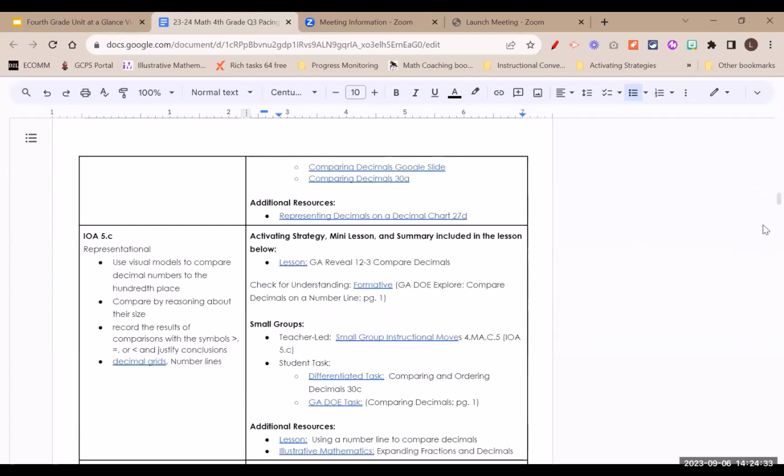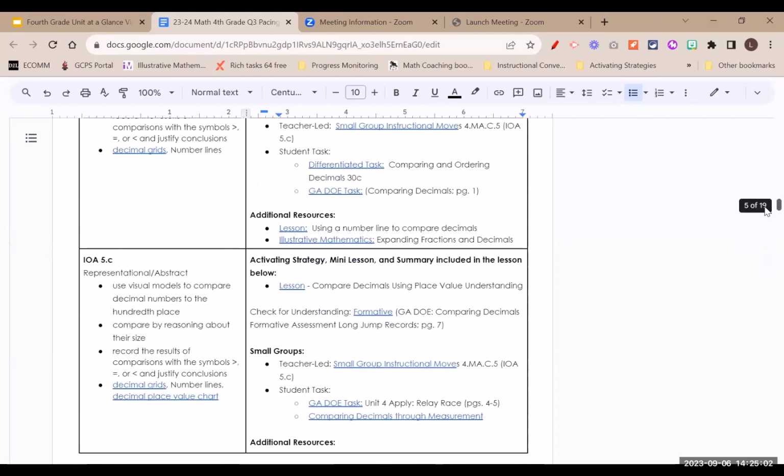There's base 10 blocks here, and we're comparing 2 decimals with base 10 blocks here. After that, there are 2 more days of instruction where we suggest decimal grids, number lines, and place value charts to compare decimals to the 100th place. And students at the abstract level should be able to compare decimals by reasoning about their size. During each day, students will record the results of the comparison with the symbols greater than, equal to, or less than, and justify the conclusion.